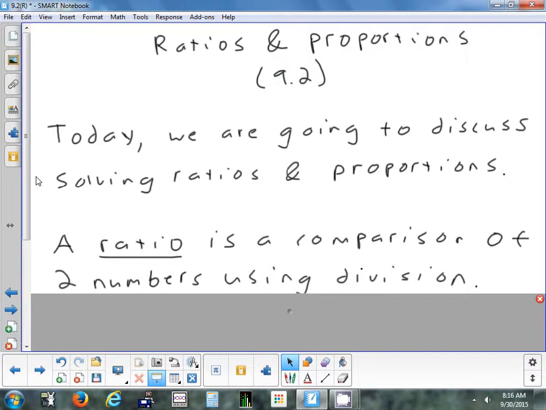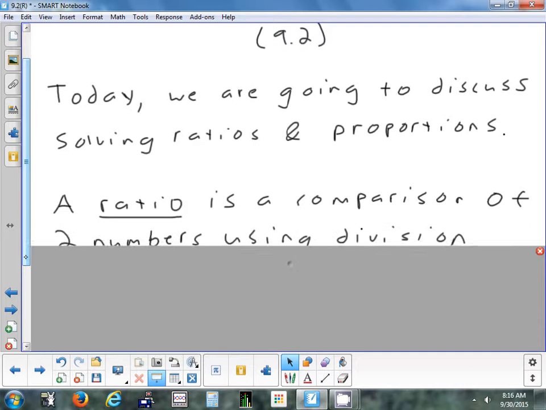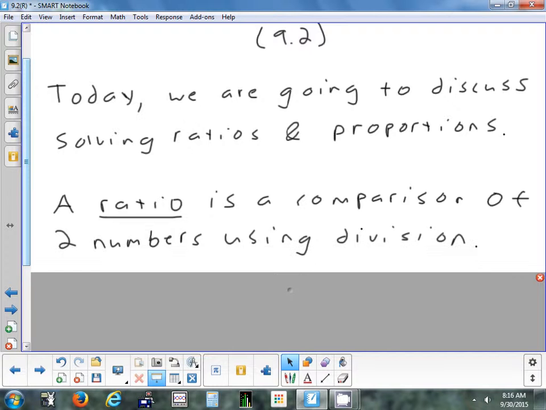All right, so we're going to talk about ratios and proportions. First thing, what is a ratio? Yeah, that's all it is. It's a comparison of two numbers using division. And usually we write it as a fraction.